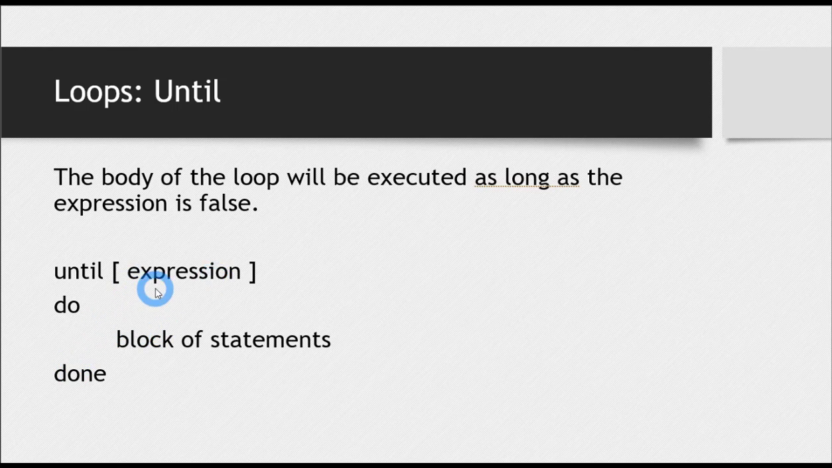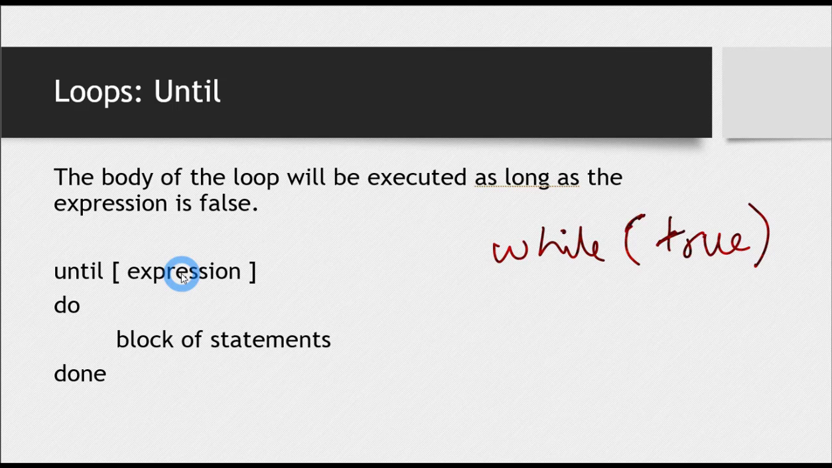And here we have the expression. But what is different than while loop? What is the difference between until and while? So the difference is, in while loop the logic was that as long as this expression was true, the loop kept on running. That was the main concept, right? But in until loop, the concept is exactly opposite.